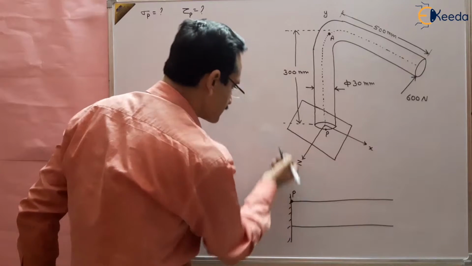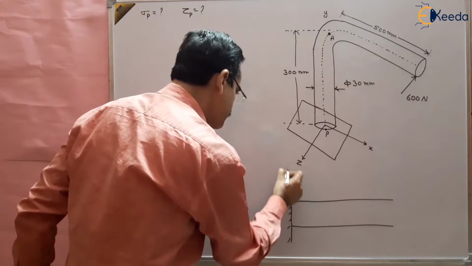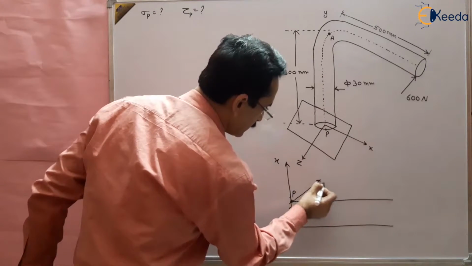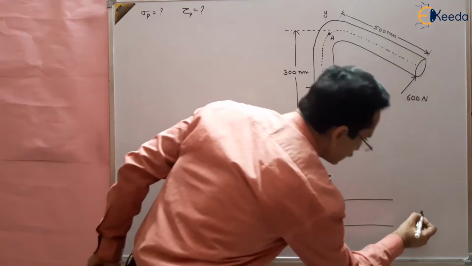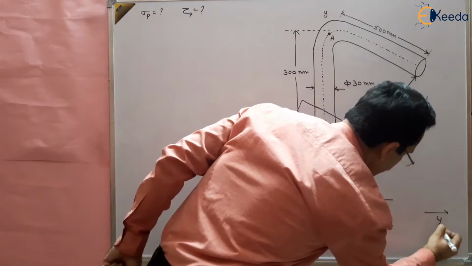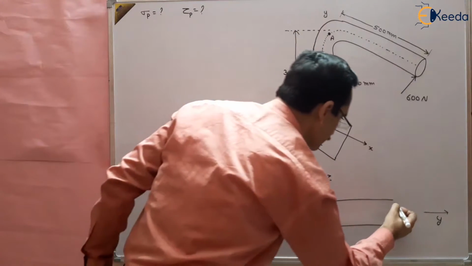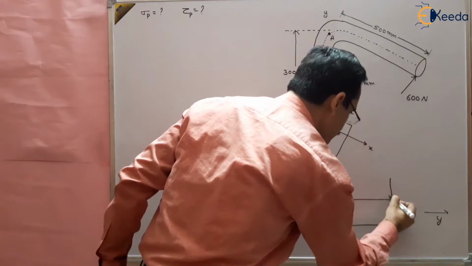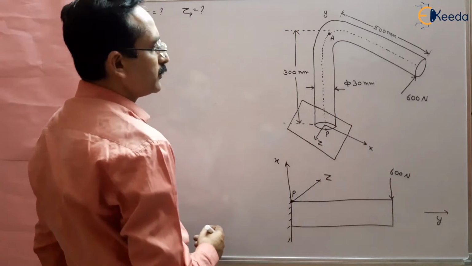Now I reverse the direction. This is the Z direction, this is the X direction, and this is the Y direction. So the axes are X, Y, Z. The 600 Newton load is applied like this.